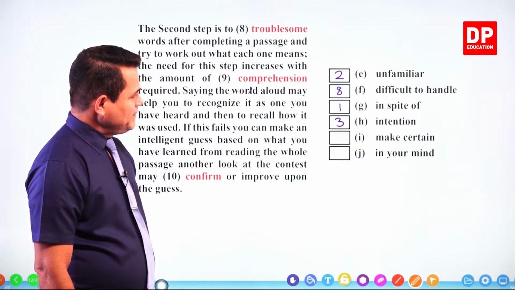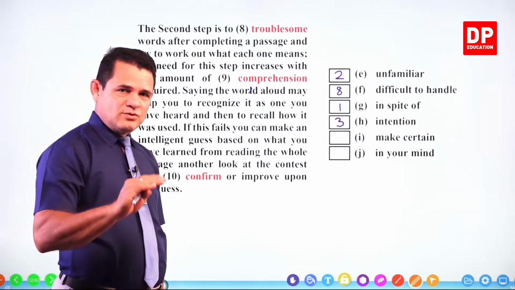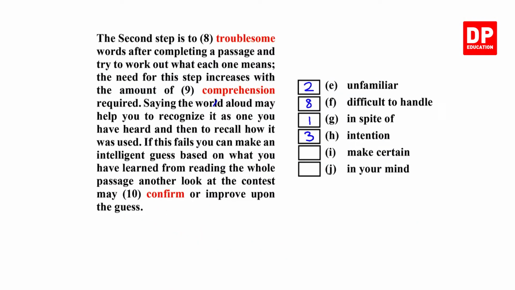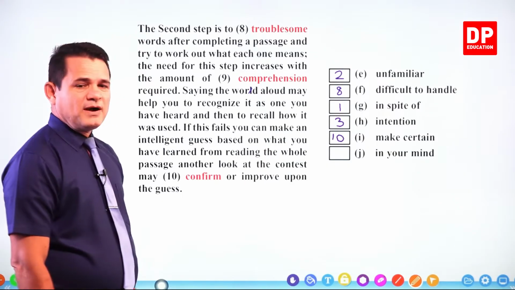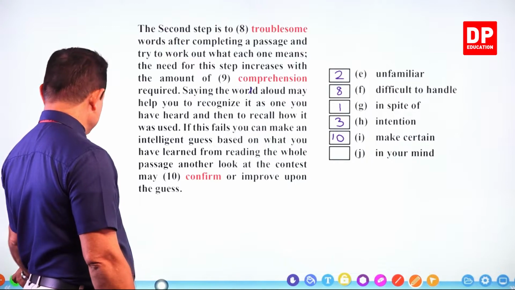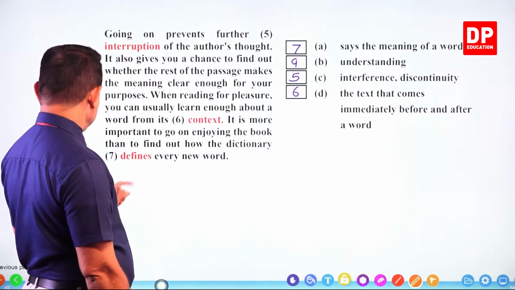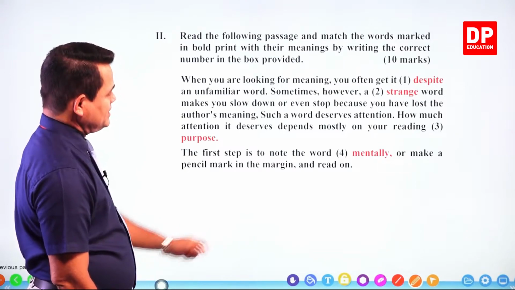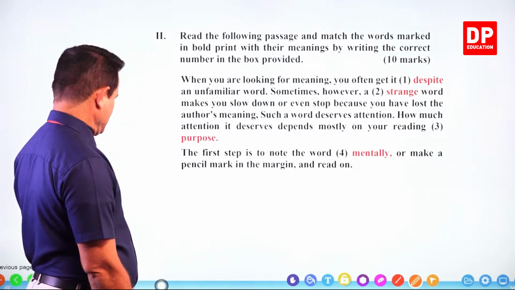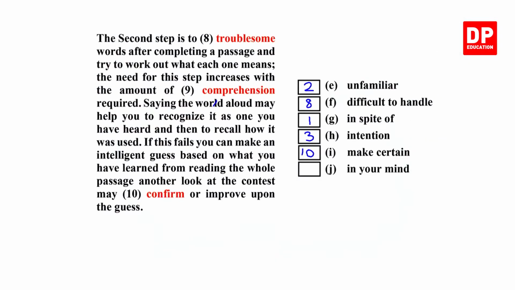Next one. Make certain. Make certain, to confirm something again. Now we found confirm. Then what remains? In your mind, mentally. Mind, mentally. It's number 4. Right, we completed. Yes, good.